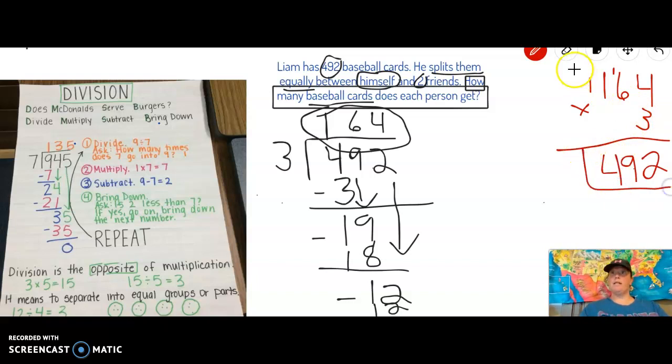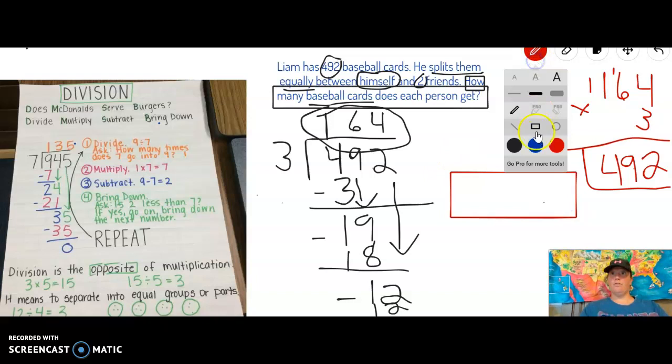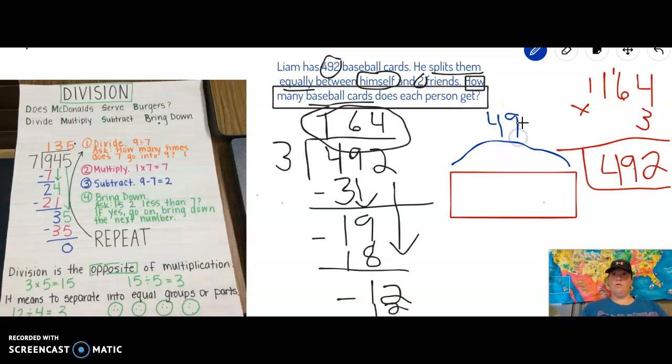You might also see a tape diagram, and they might say to you, if this whole thing is 492, and there's 3 pieces because there's 3 people, what does each piece get? And that would be our quotient, 164.